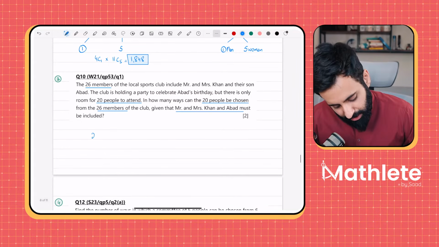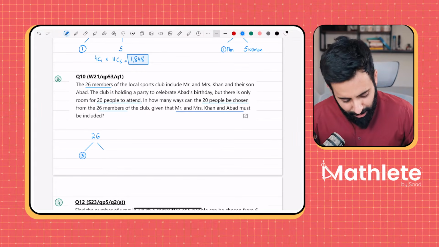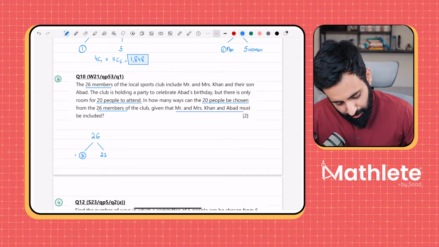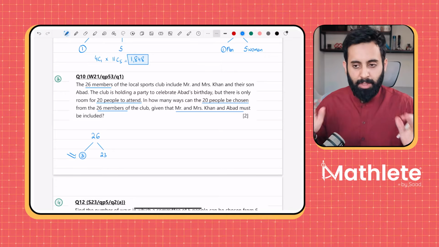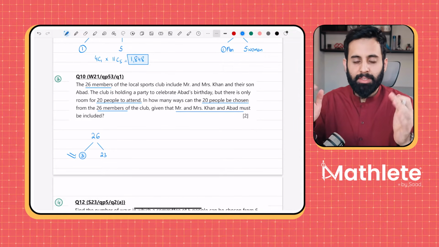Okay. So that means if you have 26 people to choose from, and you know for sure that 3 people must be included, you really don't have 26 people to choose from. You technically have 23 people to choose from. Why? Because these 3 are going to be there anyway. So you're just going to set them aside, and I basically need to decide from the other 23 people.